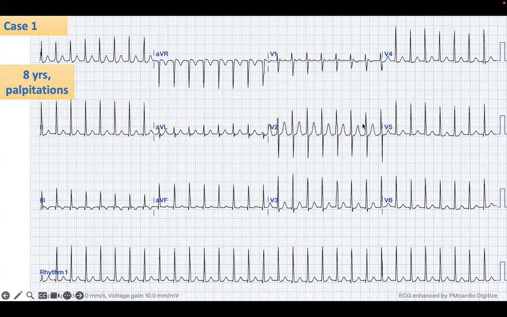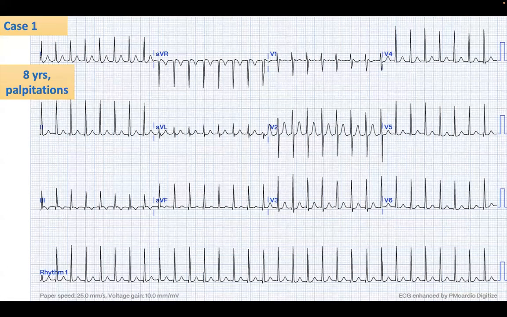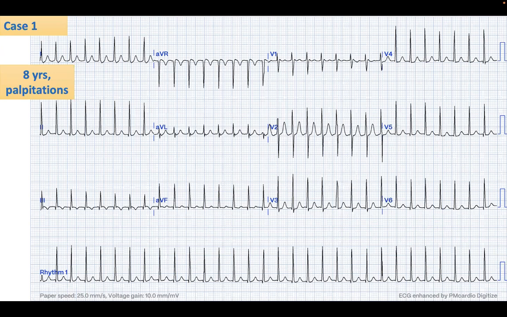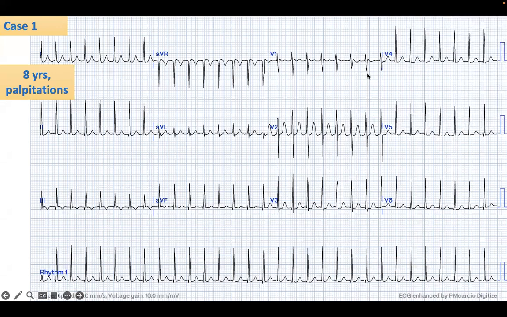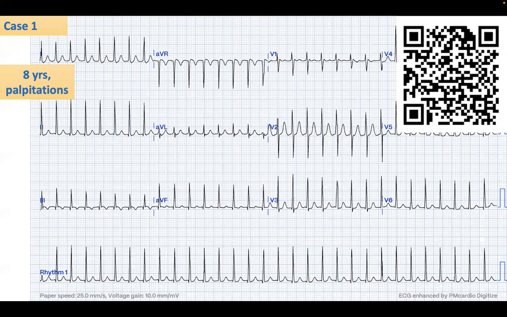Okay, so that's case one. This is an 8-year-old patient with palpitations, and it's a relatively simple ECG. So the question is, what rhythm is the patient in? And you can speak up, guys. You can also use the QR code, but for time's sake, can someone volunteer and let me know what they think of that ECG?